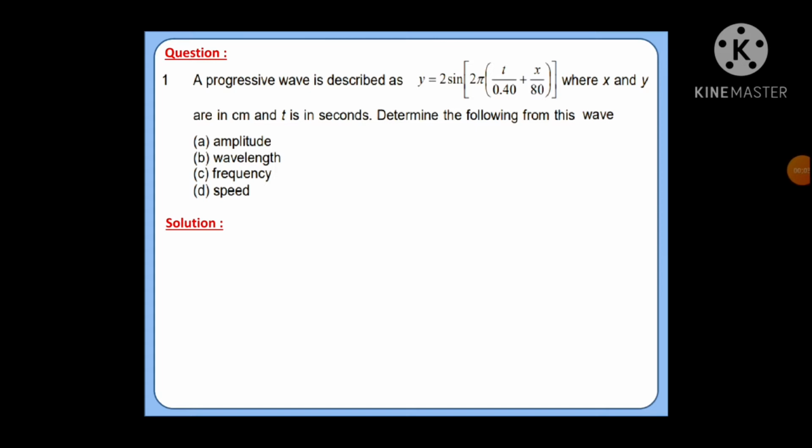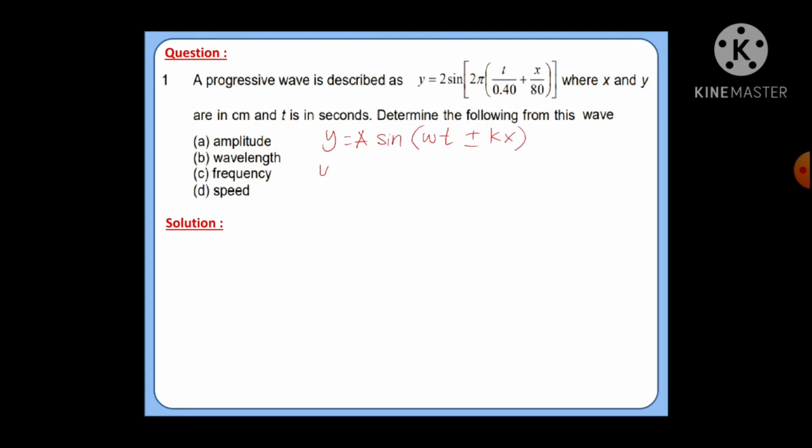A progressive wave is described by the equation given, where x and y are in centimeter and t is in second. We need to determine the amplitude, wavelength, frequency and speed of this wave. First step, we need to write down the general equation of the progressive wave. The general equation for a progressive wave is y equals A sine (omega t plus or minus kx).